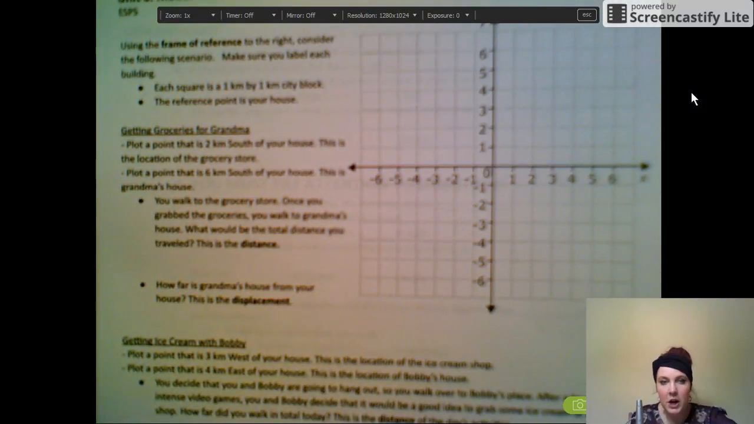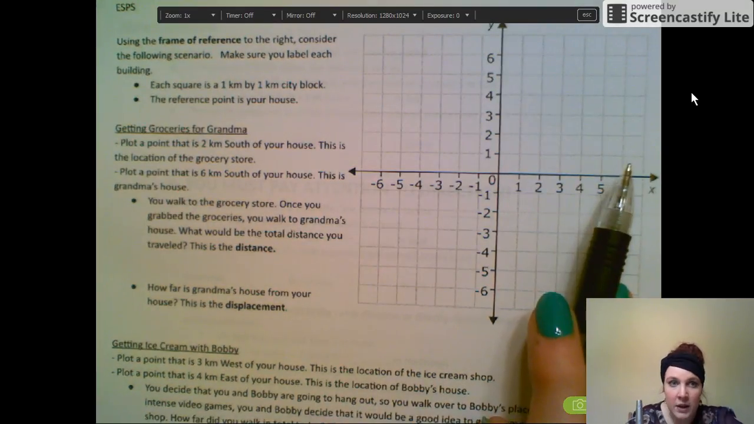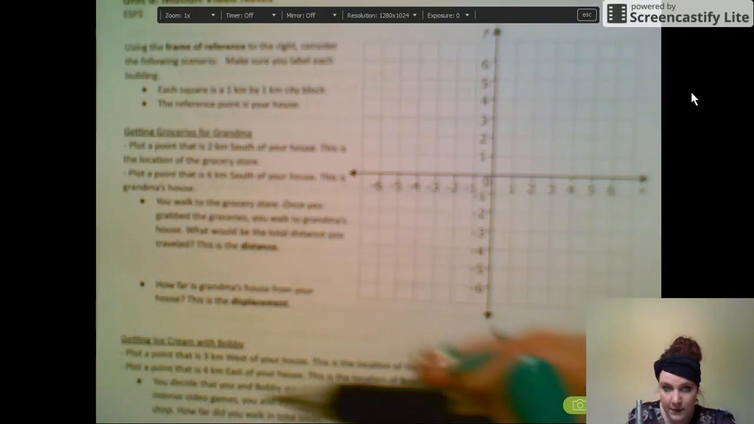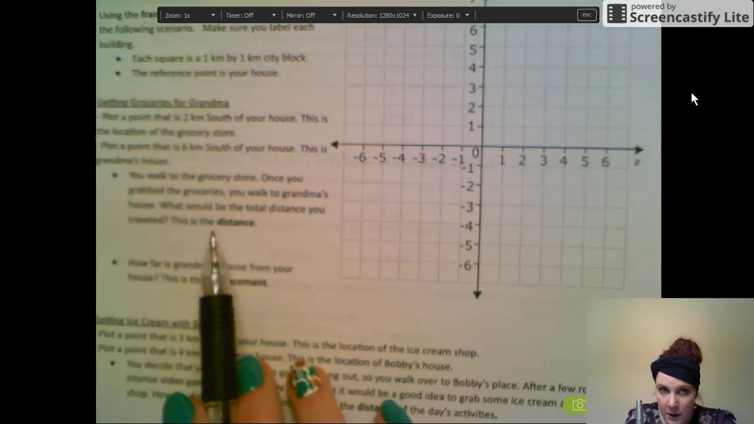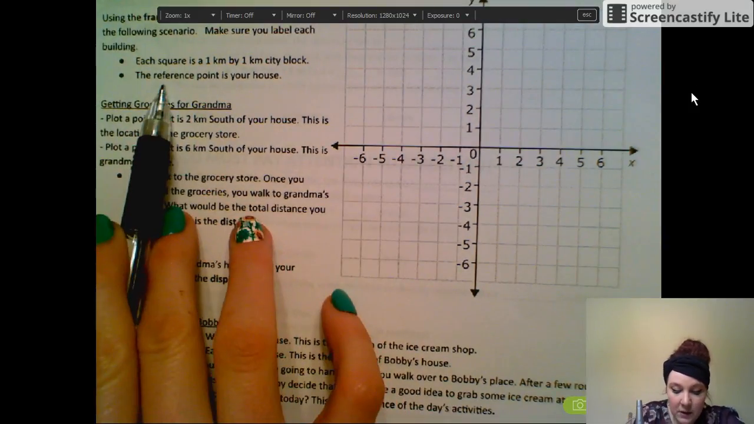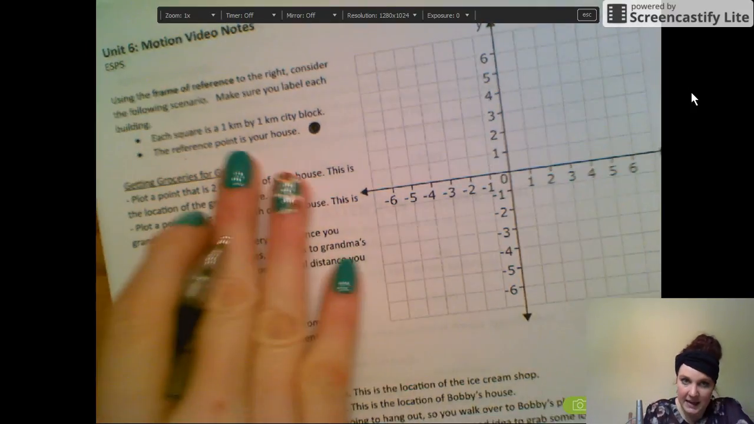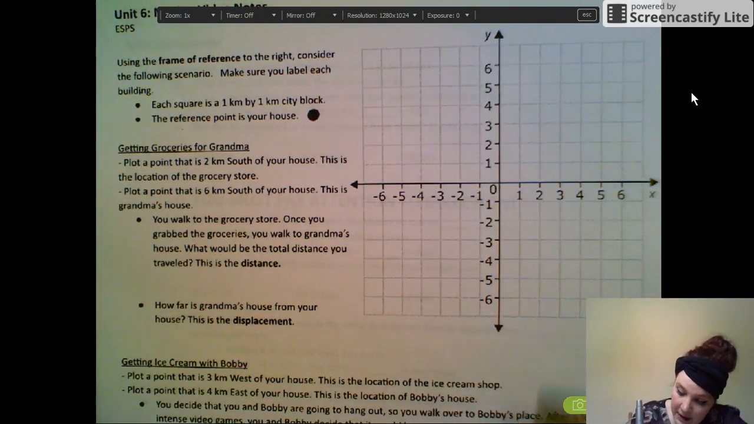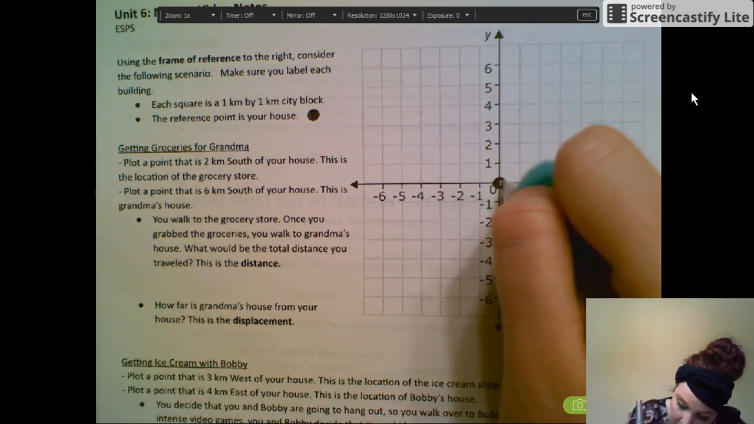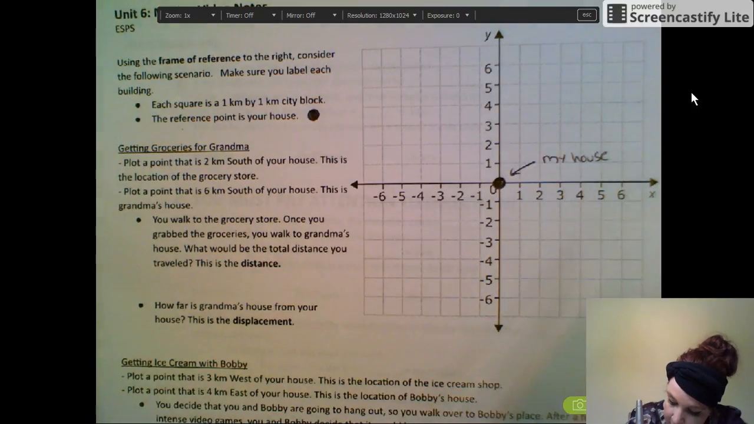All right, so here we are going to use the frame of reference to the right. So this is a frame of reference, and we're going to consider the following scenarios. We have 3 different scenarios on this page. I know it looks like a lot of writing, but that's okay. We're going to say that the reference point is our house. I'm going to make our house just a circle, and I'm going to color in that circle. So this is going to act as my key over here, whereas this right here is where I'm going to draw everything out. So I'm going to go ahead and plot where my house would be, and label it as my house.